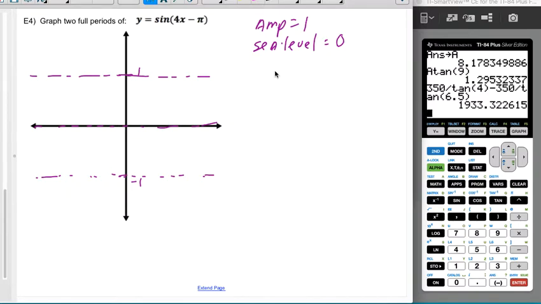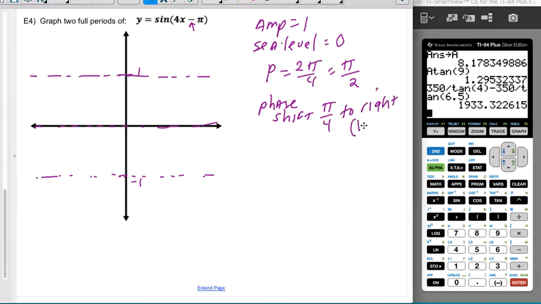So what has changed is that the period is going to be 2 pi over 4, which is pi over 2, right? And then the phase shift. So see how this is negative, right? So that's going to mean that it's to the right, okay? So it's going to be C over B, so pi over 4 to the right because it's a negative, right? So remember, negatives on the inside are backwards.